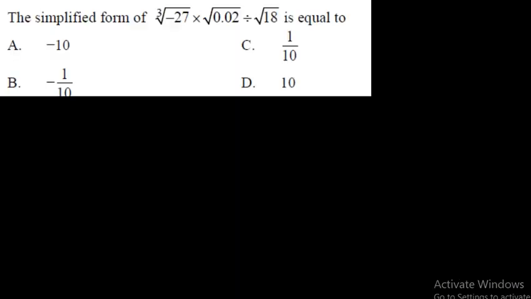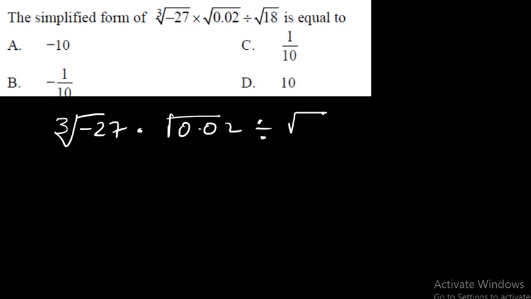Yes. Next question. It says, what is the simplified form of cube root of -27 times square root of 0.02 divided by square root of 18? But be systematic. First, this divided by means I can write it over square root of 18. For simplification purposes, I can write it this way, over 18.